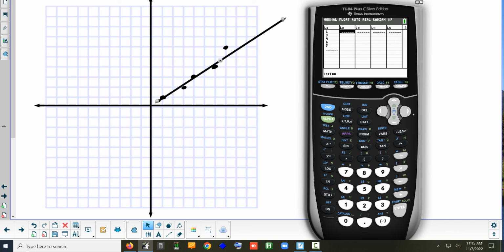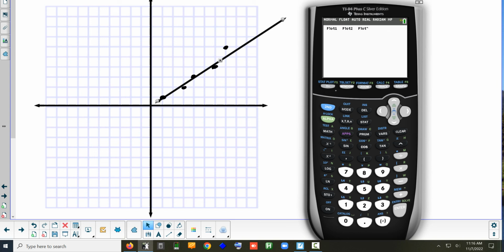Now I'm going to put in all my y's. 1. What's this one? 2. The one that's at 4 looks like 3. Then 6, 4, and then 6. 7, 6. Oh, this is for the scatter plot. Yeah, I'm just typing in those points I made up.